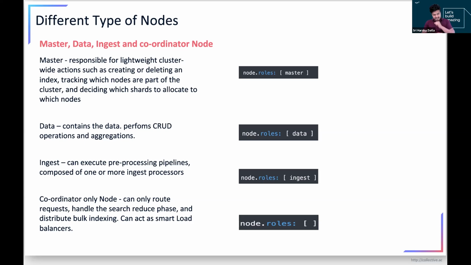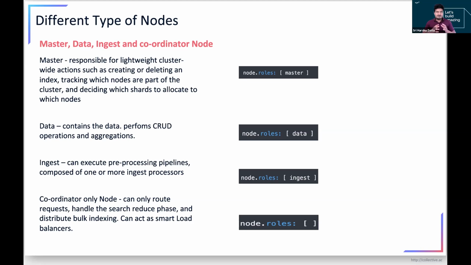Now, the data node is where the data exists. All the CRUD operations go to the data node, not the master. They go to the data node where you perform the CRUD operations. Let's go to the ingest node. We didn't go through this yet, and this ingest process probably came in version 6, definitely not in the older versions.